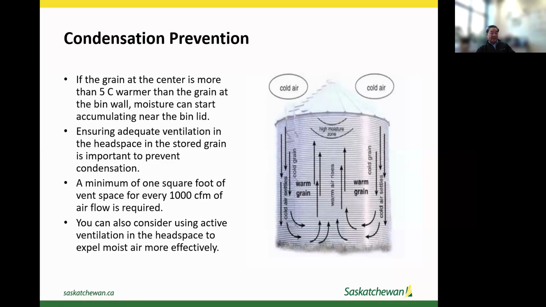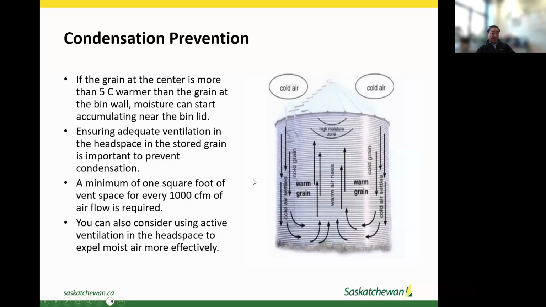1 square foot of vent space for every 1,000 cubic feet of airflow is required. In that case, leaving enough space at the top of the storage bin will prevent condensation. So that's another reason you don't load your bin to the top.